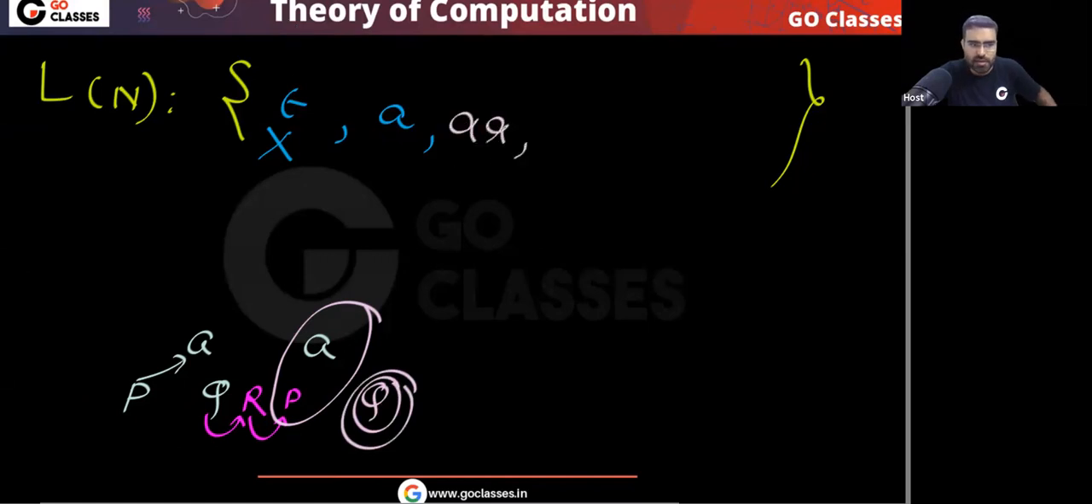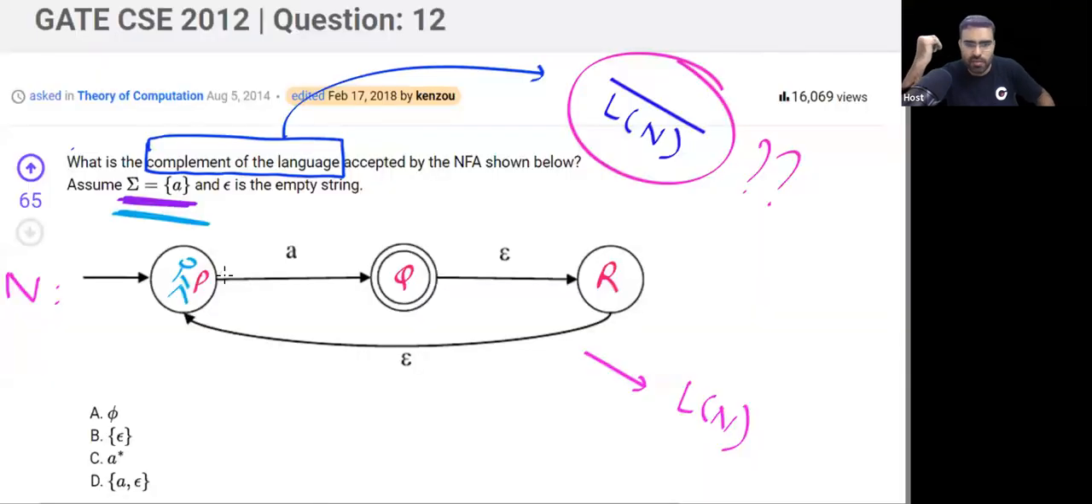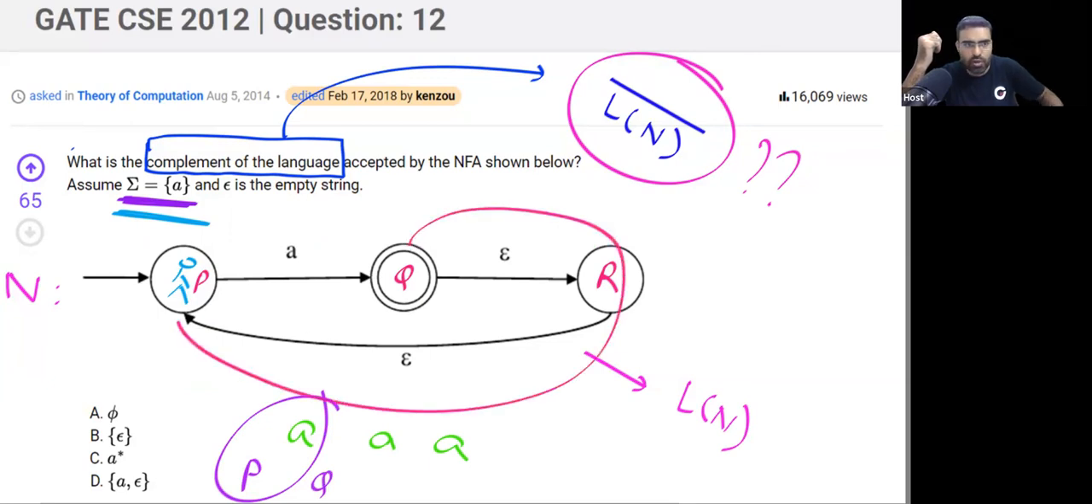Is this point clear? You can notice triple A is also accepted. Is triple A accepted? Yes. See what you can do. First, you will read this A and go to Q. Now, from this Q, for free, you can go to P.